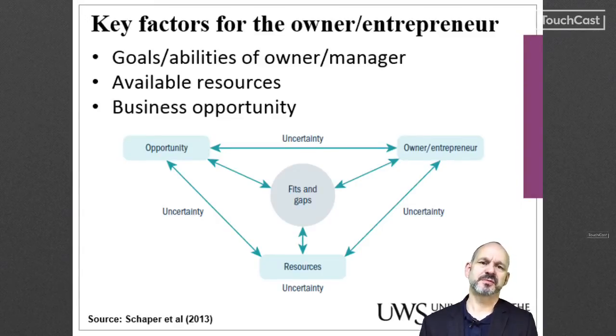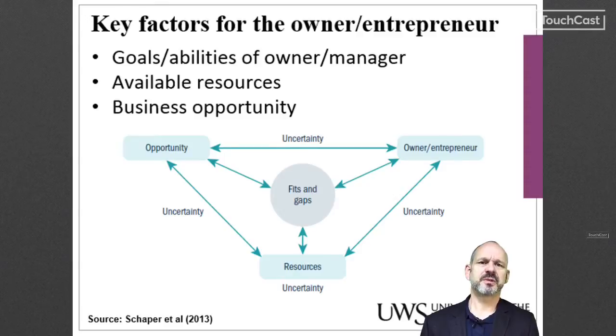Shaper et al. 2013 identified 3 key factors for the owner-entrepreneur to consider, not just at startup, but on an ongoing basis throughout the business's development. And these are the goals and abilities of the owner-manager, the available resources, and also the business opportunity.